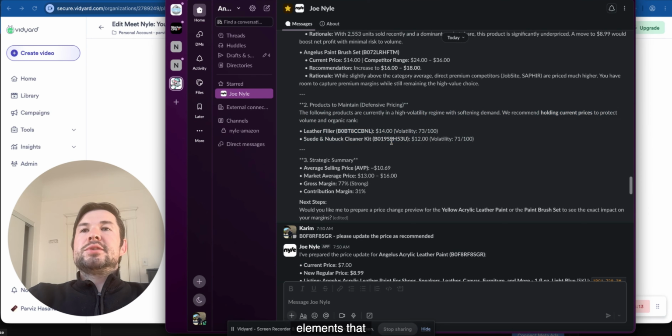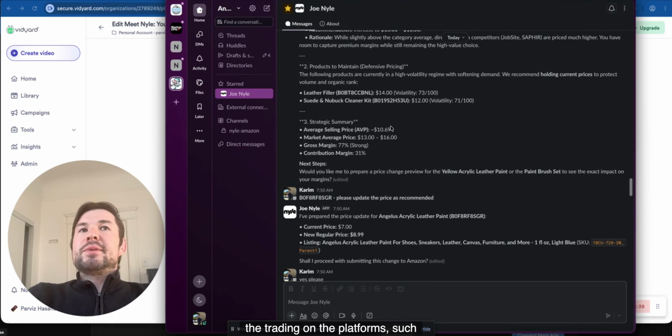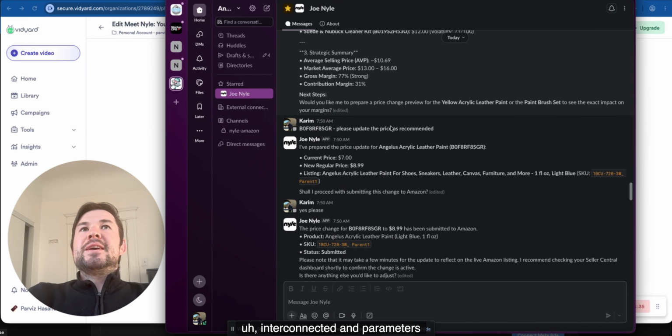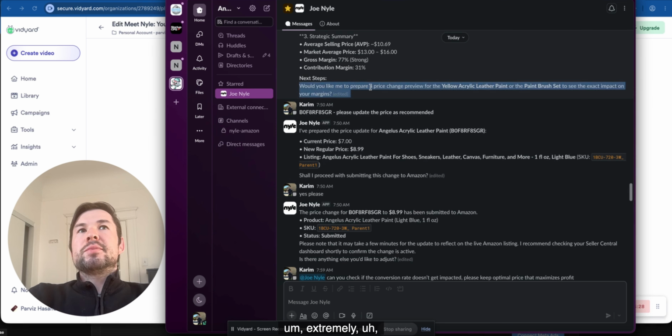This is a very important element that many sellers overlook, or they simply don't know about it, but whenever the prices are changing, the coverage of the ads is also changing, as many search queries or targets that could not be converting very well or could not be fitting within the ACOS constraints start converting and become reasonable to include within the campaigns. It's a very, very important element as trading on a platform such as Amazon becomes very interconnected, and the parameters that impact the sales and profits are extremely important to optimize altogether.